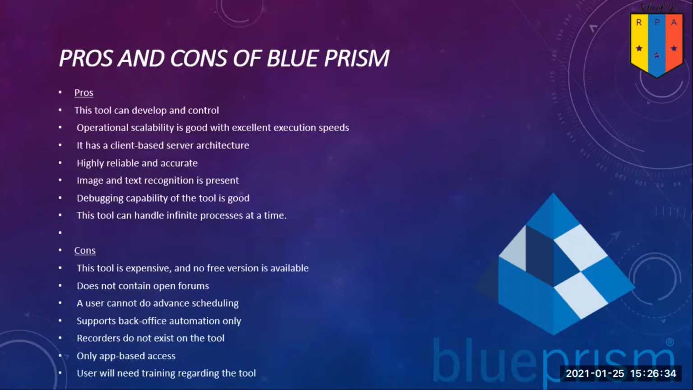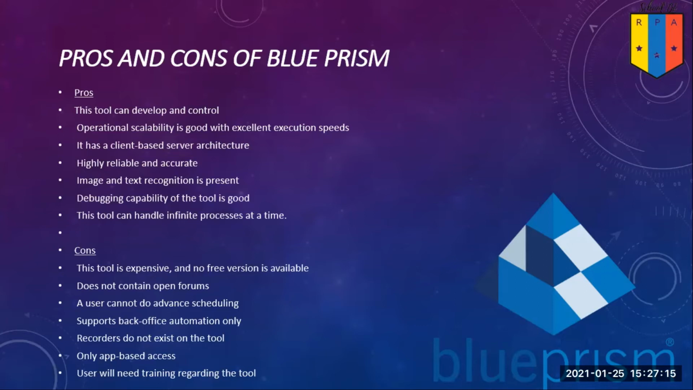Let us look at pros and cons of Blue Prism. Pros first. This tool can develop and control, so you can develop the process within Blue Prism and control it from the Blue Prism dashboard itself. Operational scalability is good with excellent execution speeds. It has a client-based server architecture. It is highly reliable and accurate. It has inbuilt image and text recognition, and it has tie-ups with Google Tesseract also. The debugging capability of this tool is fantastic, and this tool can handle infinite processes at a time, given enough RAM and CPU space, of course.